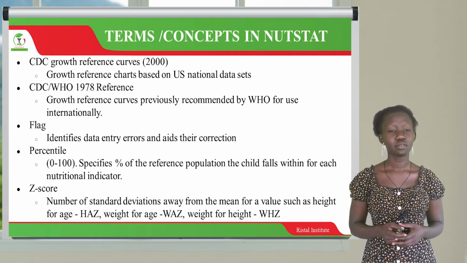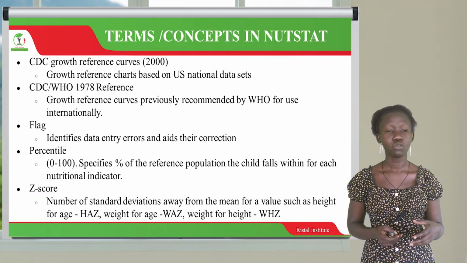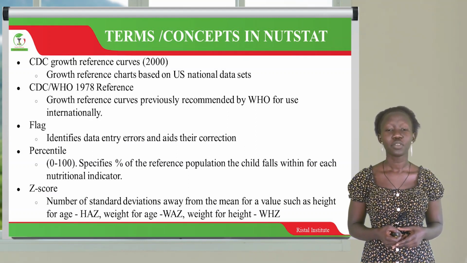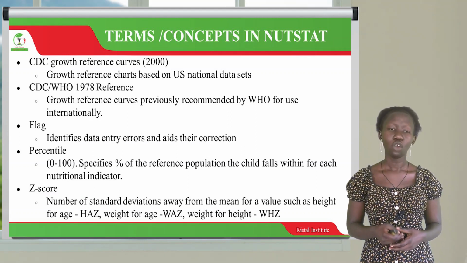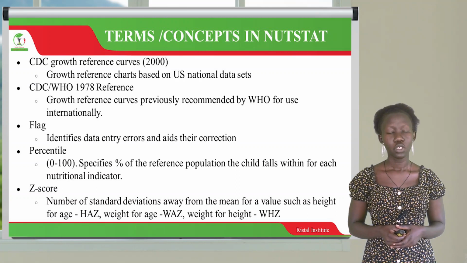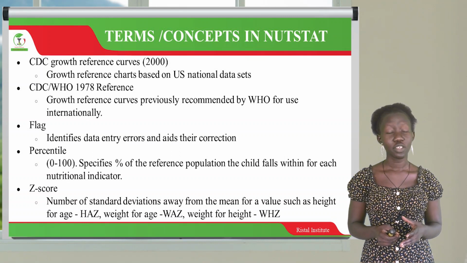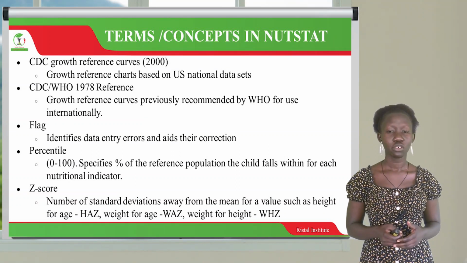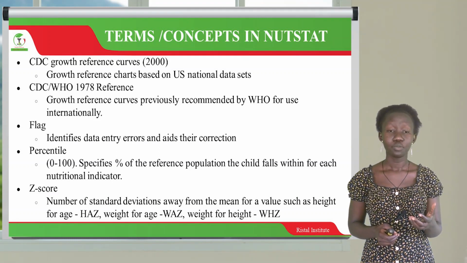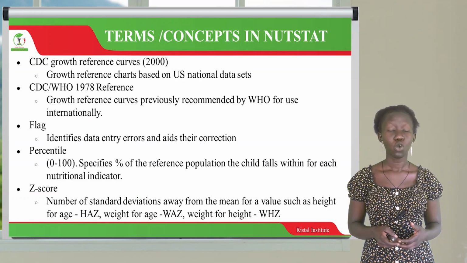We also have percentiles. As you can hear, the word percentile comes from the word percentage, from 0 to 100. It specifies the percentage of the reference population that the child falls within for each nutritional indicator. Then we also have the Z-score. This one indicates the number of standard deviations away from the mean for a value, for example, the height for age, the weight for age, the weight for height. Each of these values is used for analysis of different nutritional status. For example, stunting or wasting or overweight.